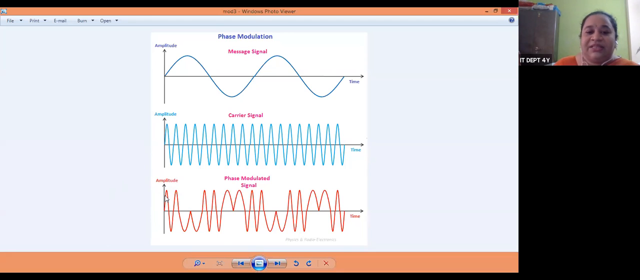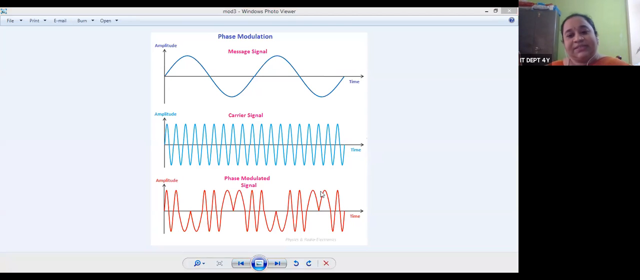This is how the phase angle change of the modulating signal has been represented using the same amplitude and the same frequency of the carrier signal. So this is how the message signal has been modulated over the phase angles. This is nothing but the phase modulated signal.